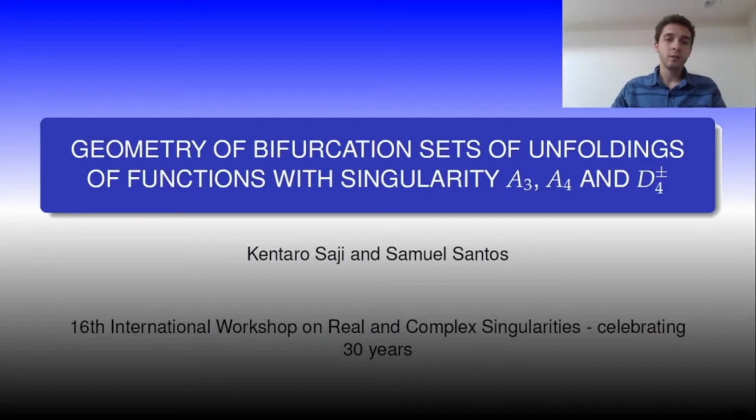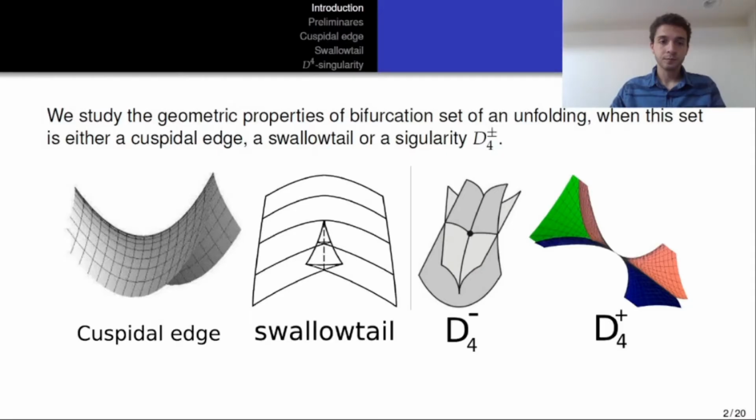I'm from Unesp, São José do Rio Preto, Brazil, and today I'm going to talk about the geometry of the bifurcation set of unfolding of functions with singularity A3, A4, and D4. This is joint work with Professor Kentaro Sage from Kobe University in Japan.